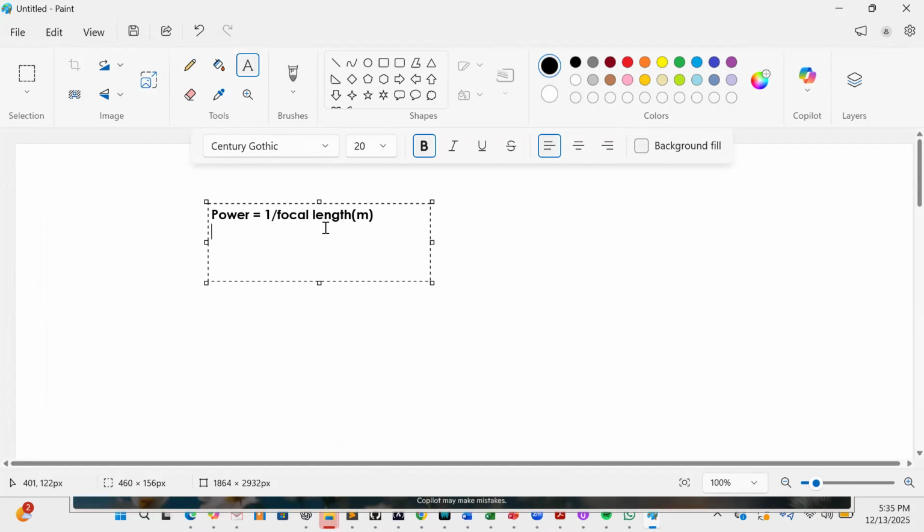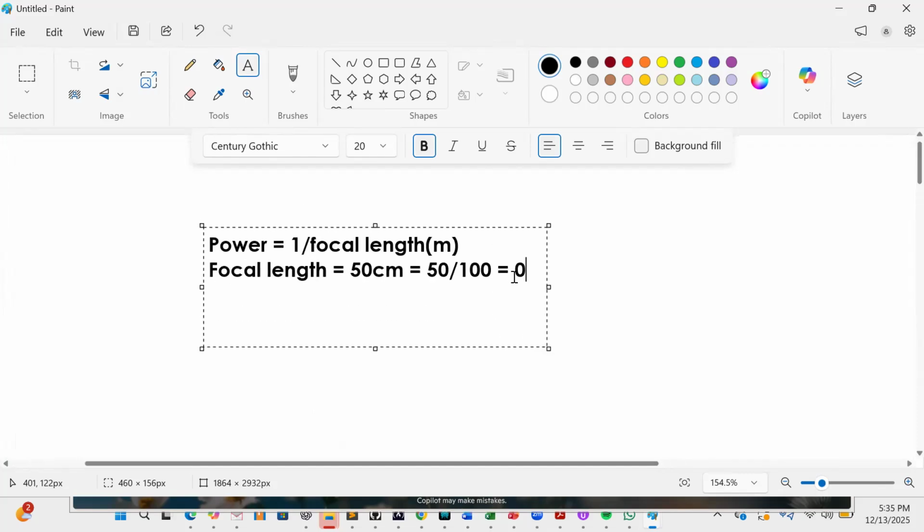So let's assume they give you a focal length of, let's say, 0.50, maybe 50 cm or something, which you now convert to meters. It's 0.5 meters. So our power now equals 1 over 0.5, which is equal to 2.